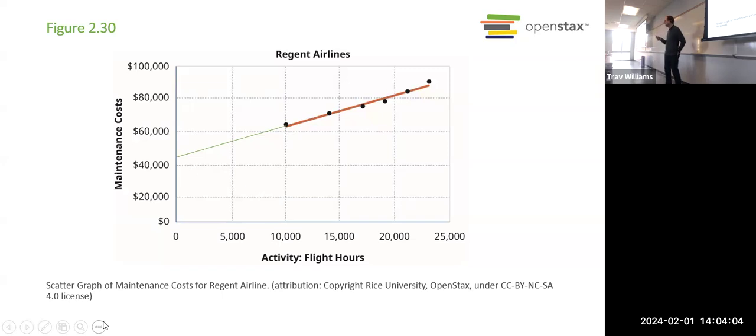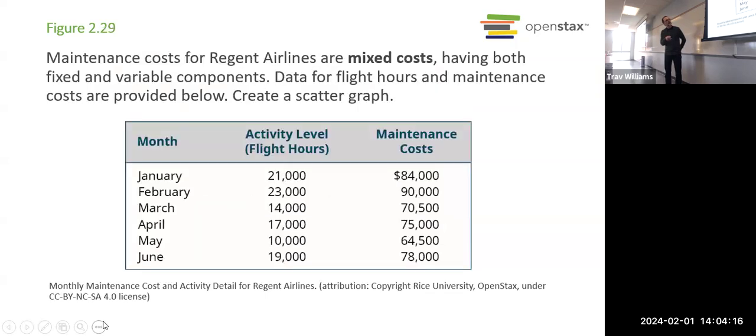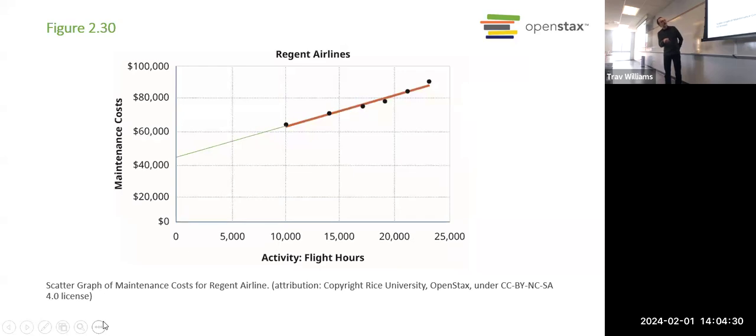So taking those 6 months and then plotting them on this graph, where flight hours is the x-axis and maintenance costs is the y-axis, right? So for example, we said February was the highest month and May was the lowest month, is that right? So May has 10,000 flight hours and a cost of 64,500. So we see 10,000 flight hours. So that's May right there, and see how the cost is 64,500.